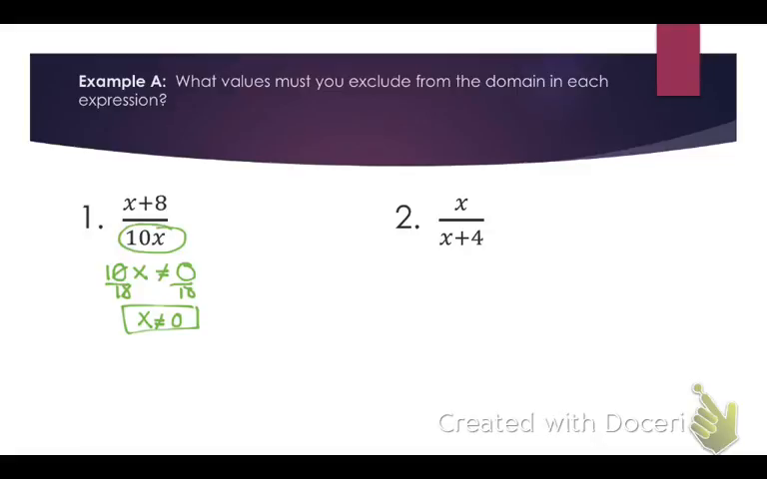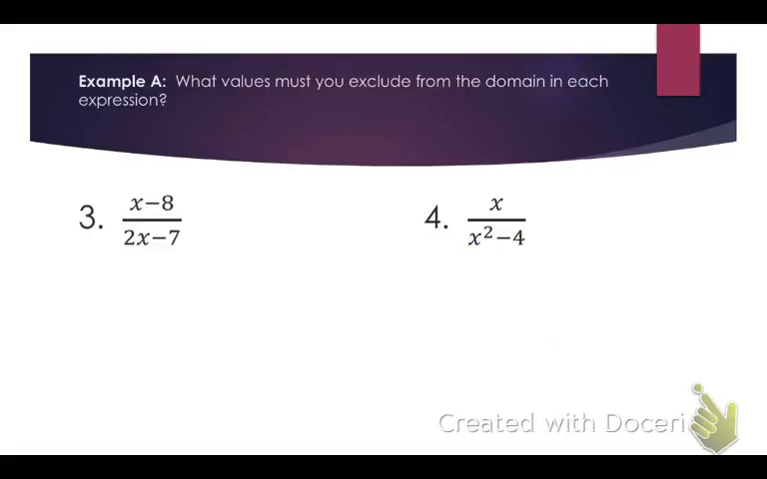In the second one, I look at the bottom, which is x plus 4, and I say the denominator here can't equal 0. So I would subtract 4 from each side. So this is fine as long as the domain does not include negative 4. In the third one, the denominator is a little more complicated, but again, I say 2x minus 7 cannot be 0, and I solve. So 2x cannot be 7, and I divide by 2, which would be x cannot be 7 halves. If I would plug in 7 halves right here, I would have 0 in the denominator.